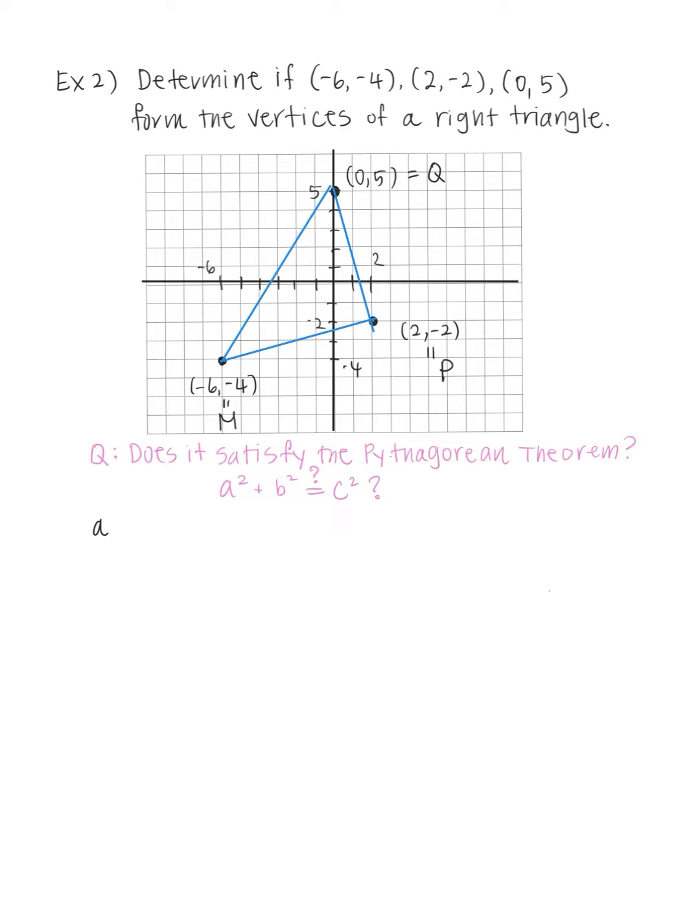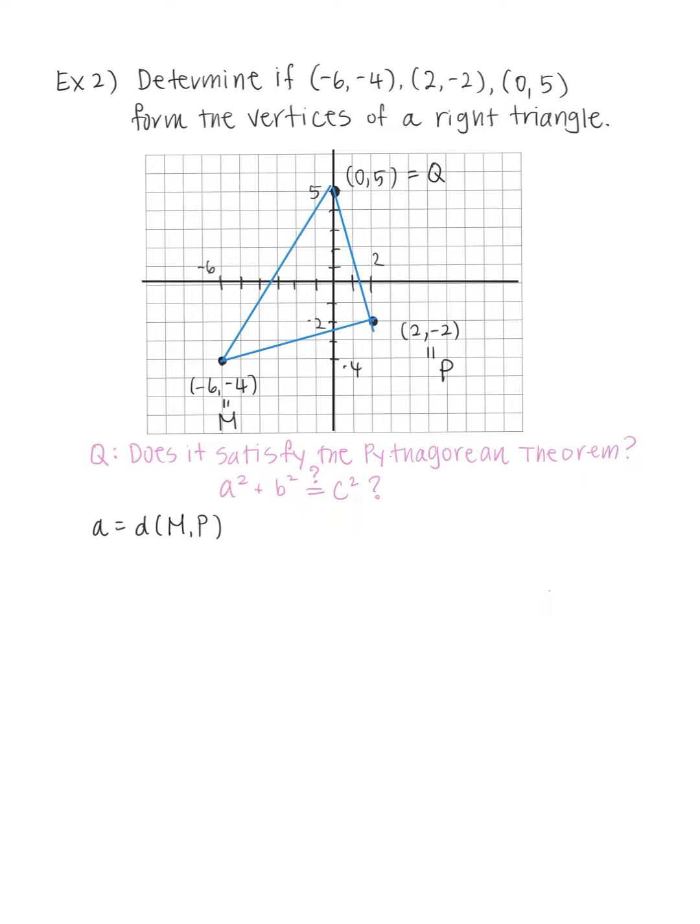Okay, so A is going to be the distance between M and P. Hopefully you understand the notation here. So our A is this length here. Remember, A squared plus B squared equals C squared. That's what we're about to check. So I'm calling this length A, which is nothing but the distance from M to P.